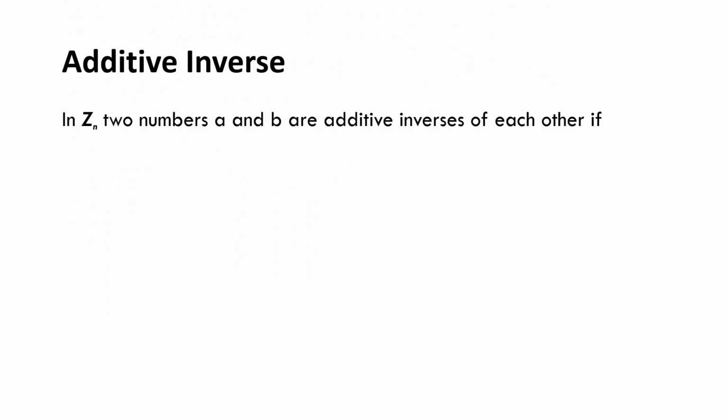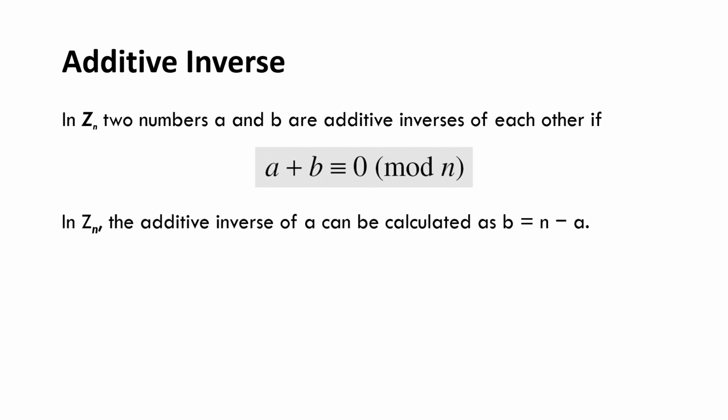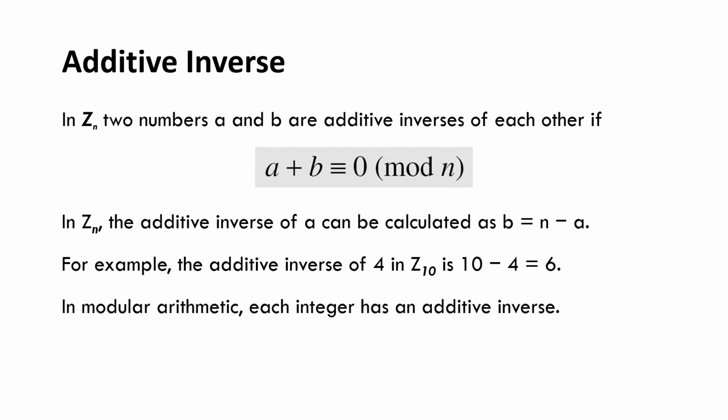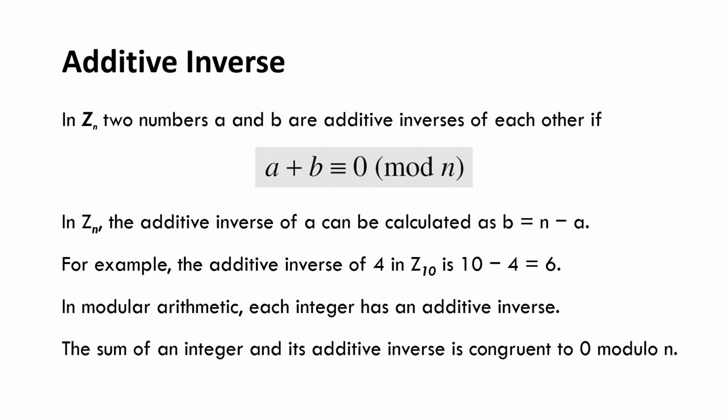Additive inverse. In Zn, two numbers a and b are additive inverses of each other if a plus b is congruent to 0, mod n. In Zn, the additive inverse of a can be calculated as b equals n minus a. For example, the additive inverse of 4 in Z10 is 10 minus 4 equals 6. In modular arithmetic, each integer has an additive inverse. The sum of an integer and its additive inverse is congruent to 0 modulo n.